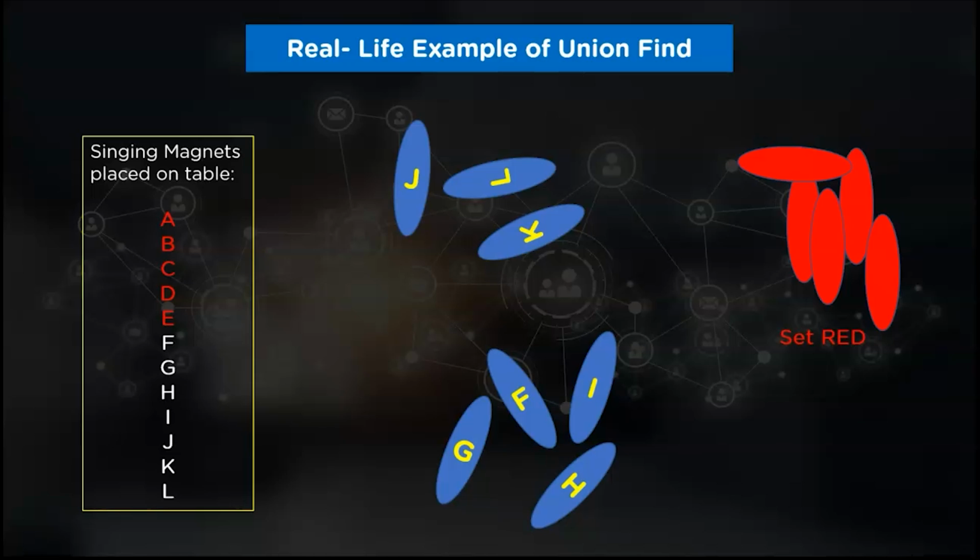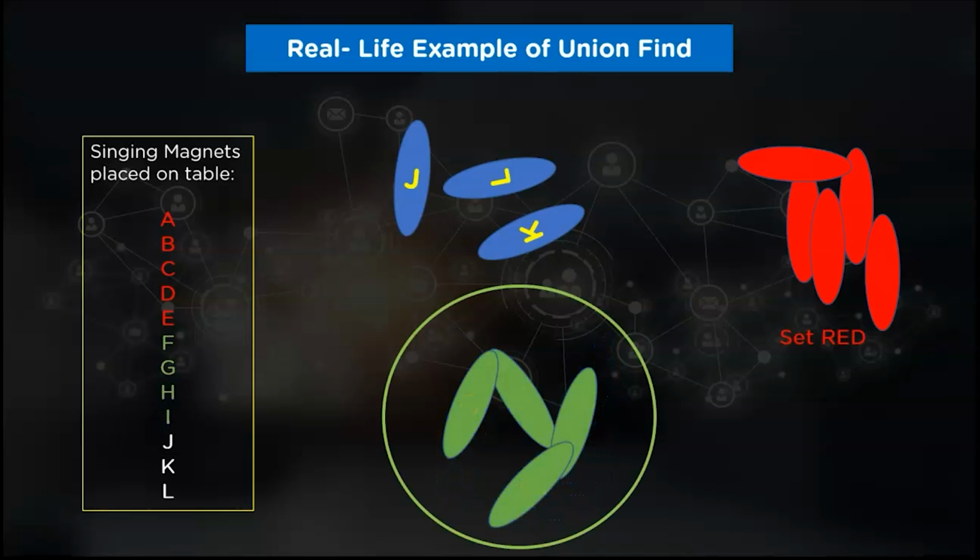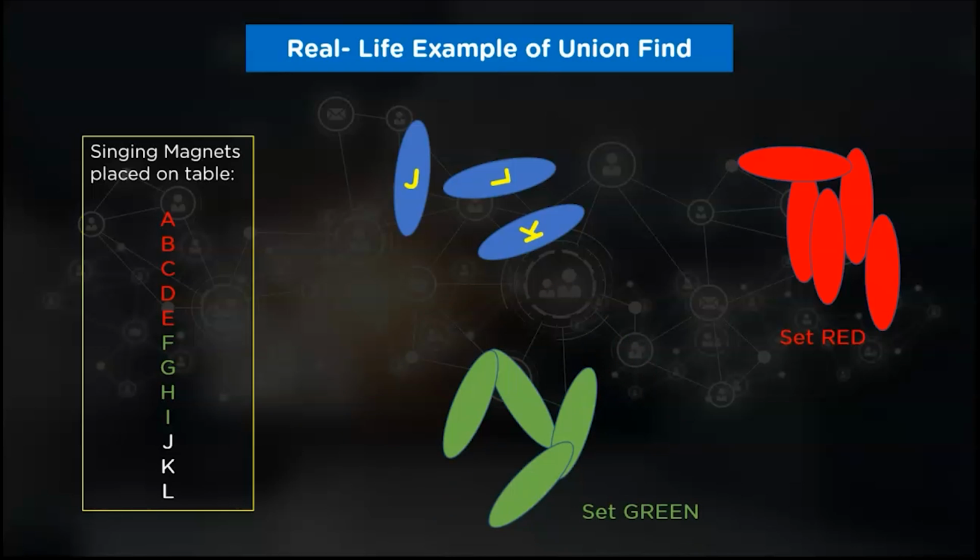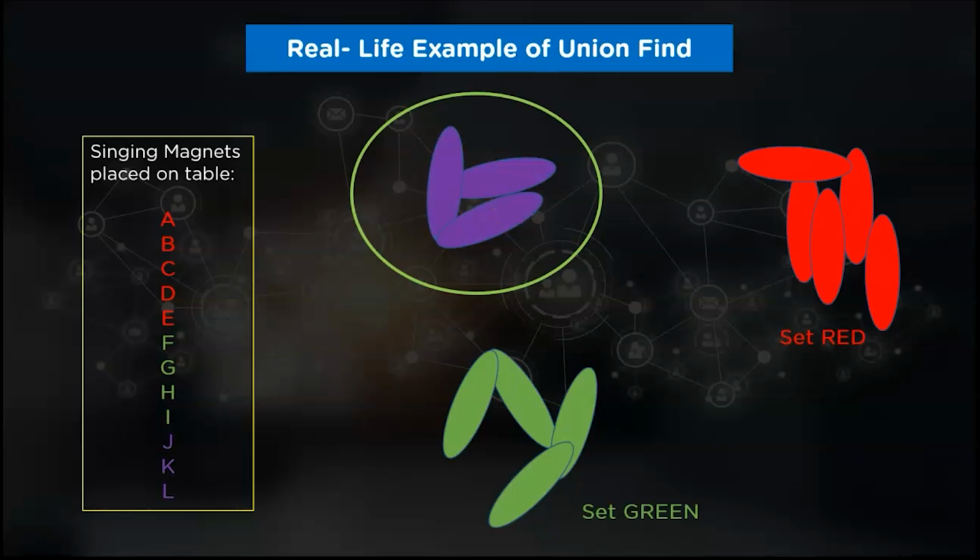After that, the magnets F to I are also closer to each other. Thus, they will also form a connection. We'll call this set green. Finally, this last set of magnets will also form a connection with each element inside a group. We will call this group set purple. All these distinct magnets got distributed into three different disjoint sets.